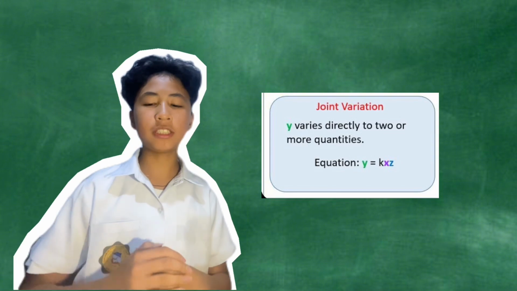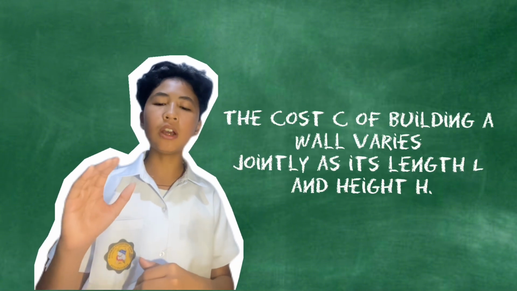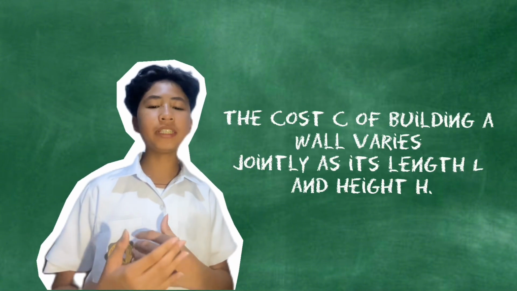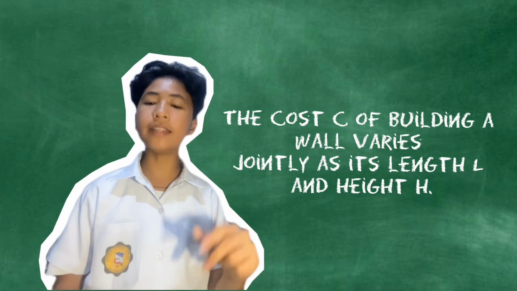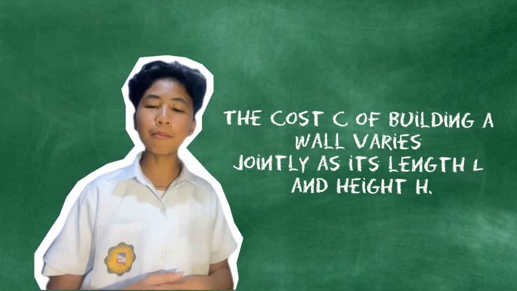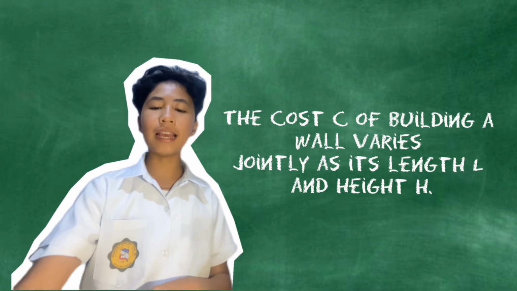A real-world scenario is the cost of building a wall varies jointly as its length and the height of each. That means C equals kLH.